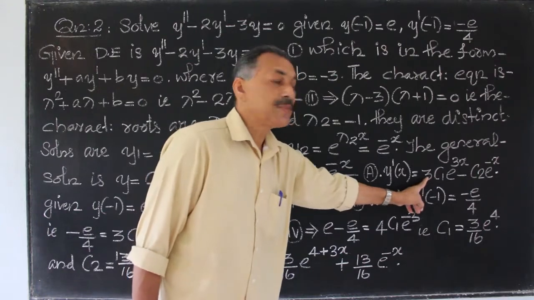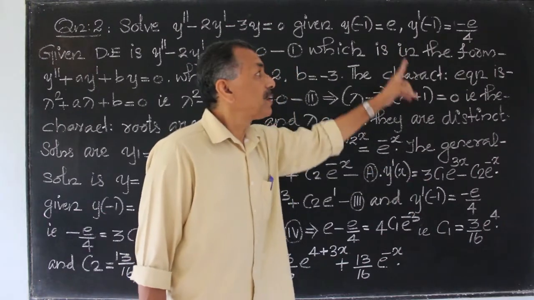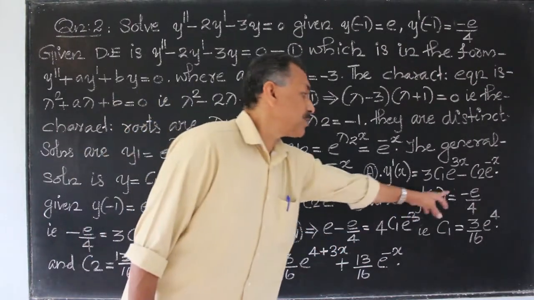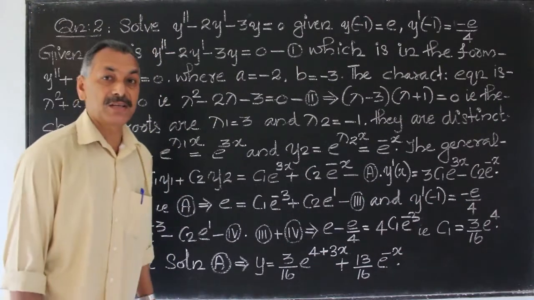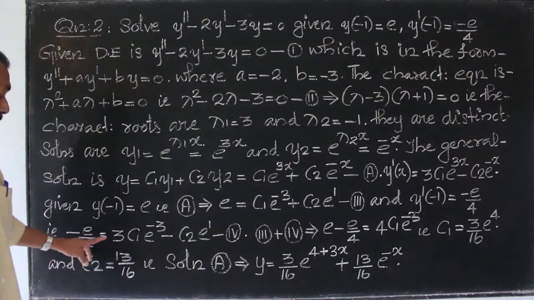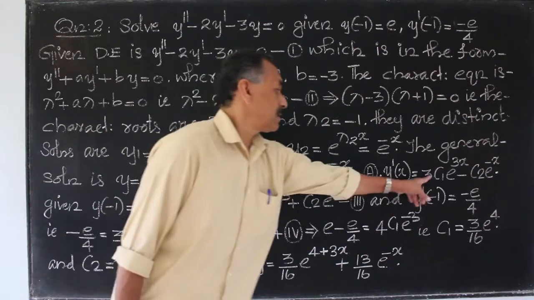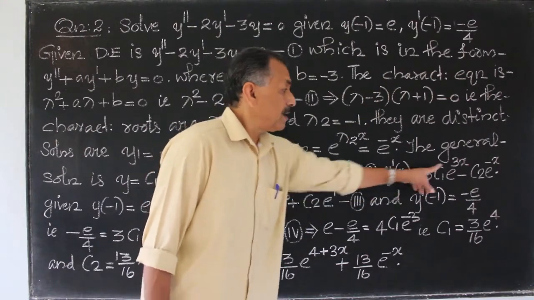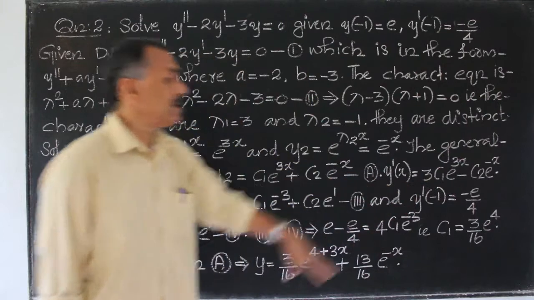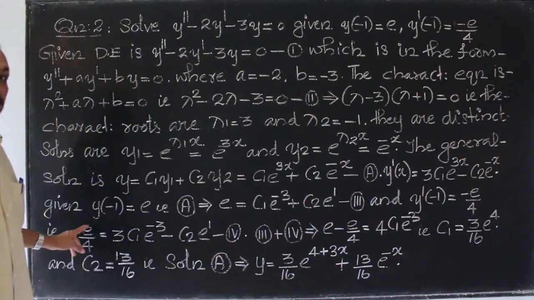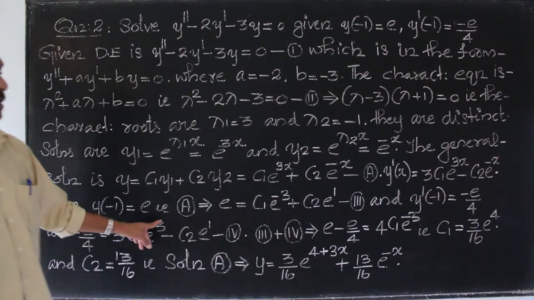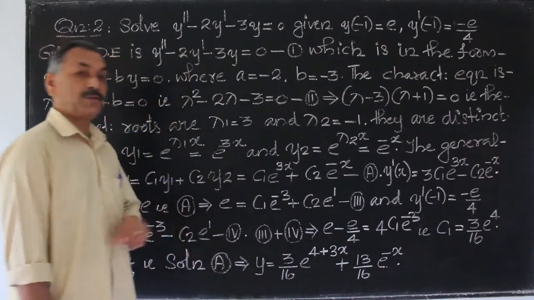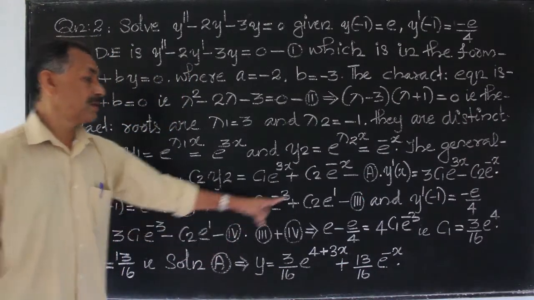Now y dash x, differentiating, and y dash of minus 1 is equal to minus e by 4. Then y dash at x minus 1 gives 3c1 e raised to minus 3 minus e by 4 is equal to 3c1 e raised to minus 3 minus c2 e raised to minus of minus 1, that is c2 e raised to 1. This is equation 4.